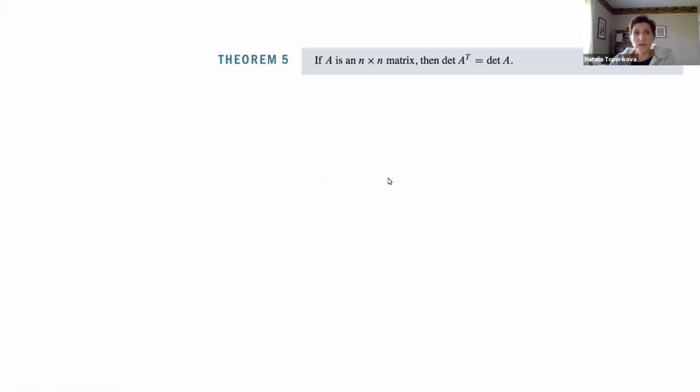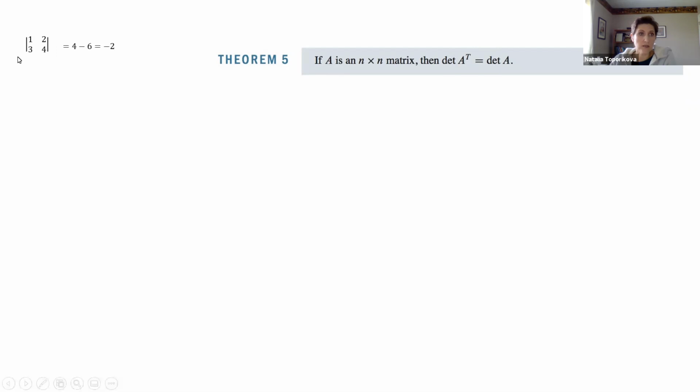For example, a very convenient property of determinants is that the determinant of a matrix is the same when the matrix is transposed. So let's confirm it using a very simple matrix. For example, we have this 1, 2, 3, 4 matrix. Let's compute the determinant and confirm that transposition doesn't change it.